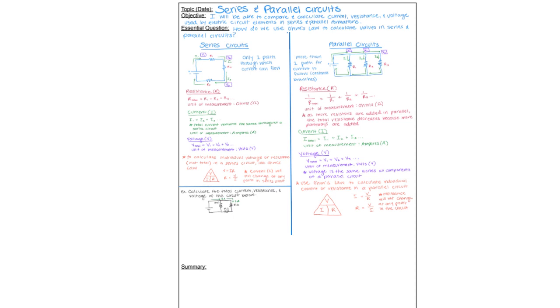Our objective in this video is to be able to compare and calculate current, resistance, and voltage used by electric circuit elements in series and parallel formations. Your essential question for this video today is, how do we use Ohm's law to calculate values in series and parallel circuits? So we are going to look at the difference between these two circuits, and we're going to look at how to calculate these different values. And so hopefully this is going to take it one step further in your understanding of how to calculate various values in these different types of circuits.